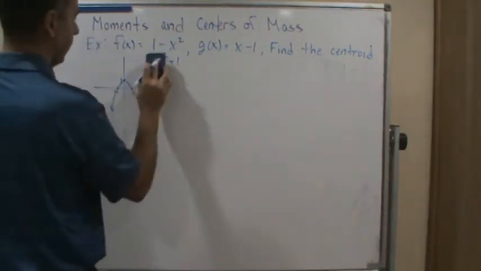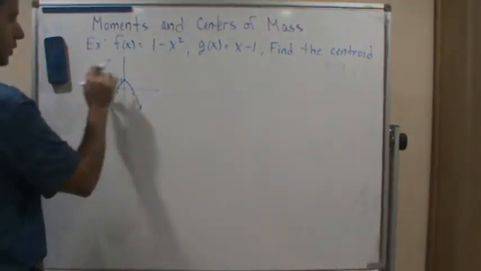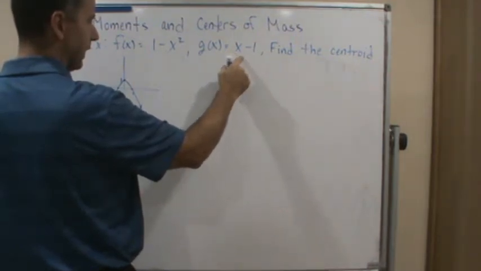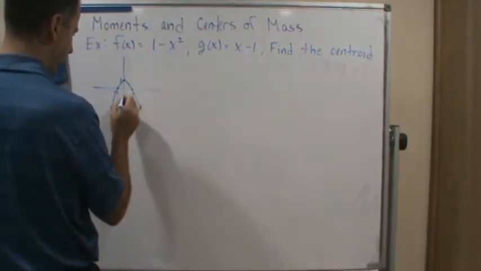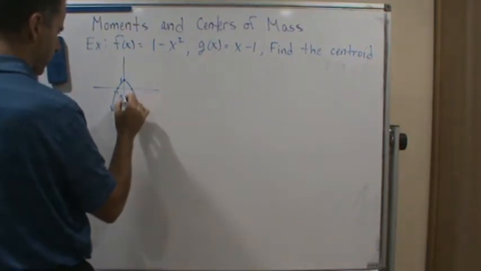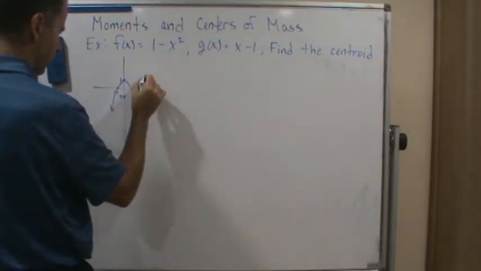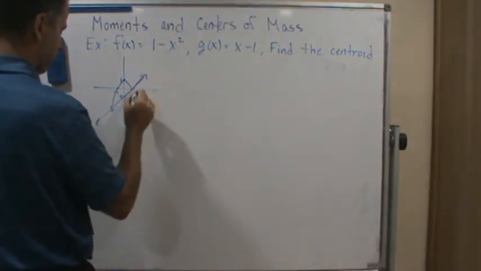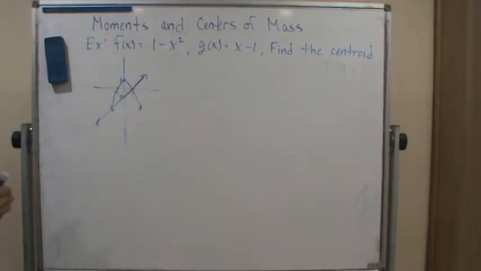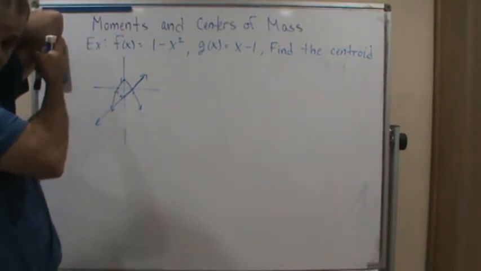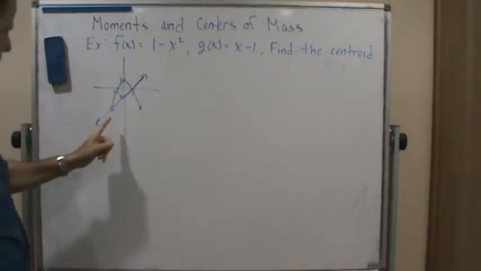Okay? And g of x is a straight line. So it's the identity, right? y equals x, but it's shifted down 1. So that means instead of going through the origin, it goes through negative 1. And of course it has a slope of 1, so it's going to go through this point too. Okay, and so looking at the graph, we see that it goes through 1 comma 0.